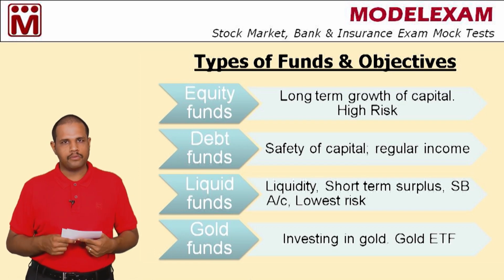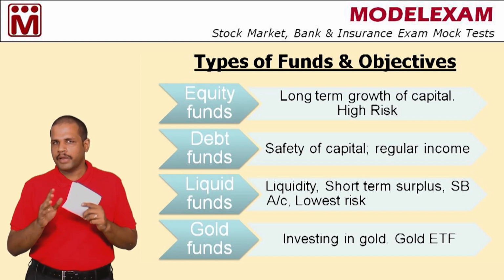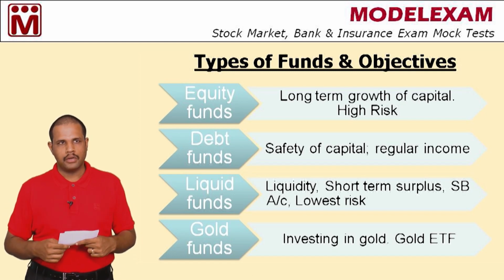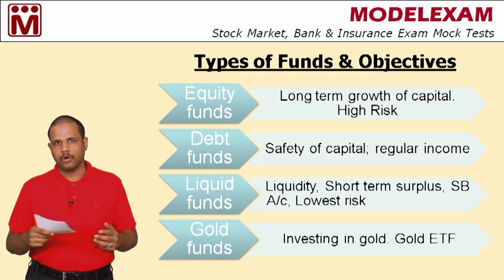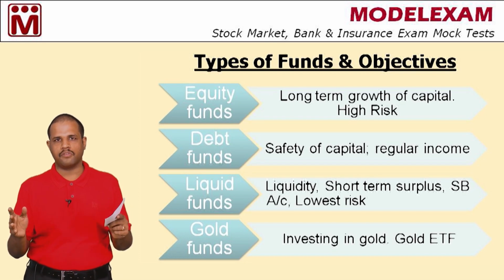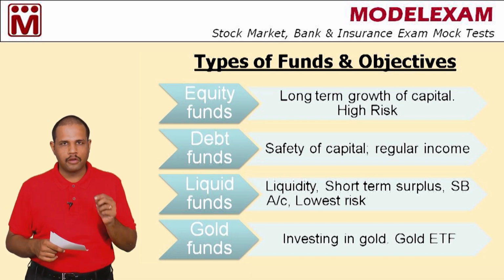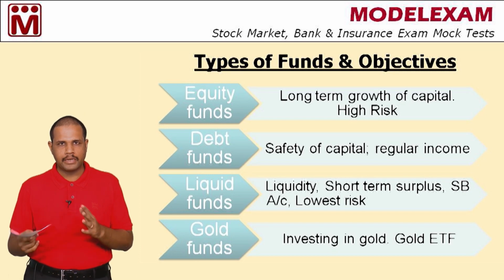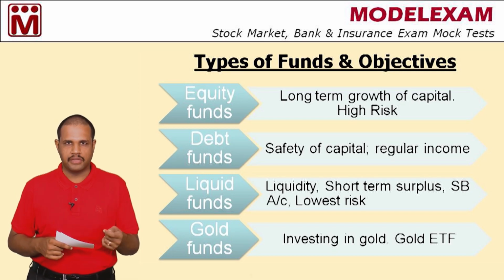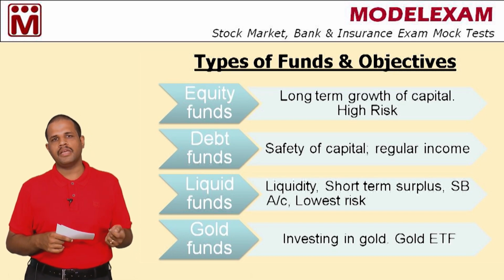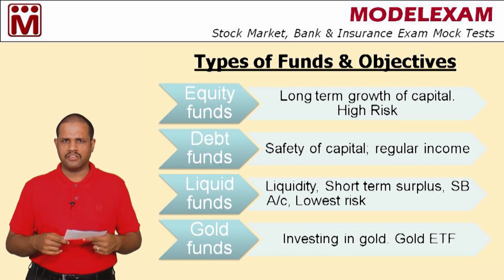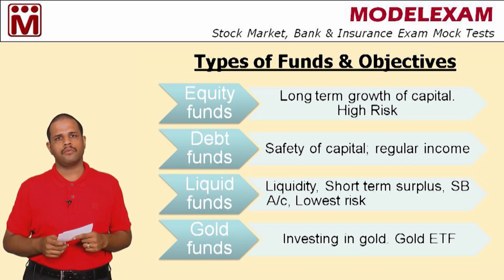Whereas debt schemes are not meant for capital appreciation. Rather, the main objective of debt schemes or fixed income schemes is to preserve your capital. Comparatively, they are less risky. In the sense, they are less risky than equity funds.